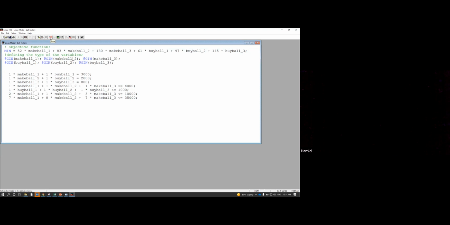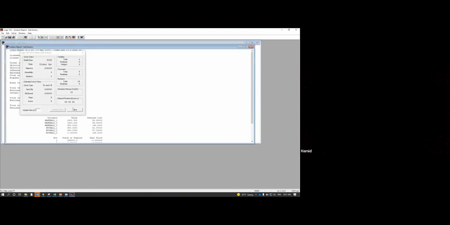And similarly, click the solve button, and you get the answer. This is the objective value. You also see the value of the decision variables, so how many you make or buy for each different type of ball.